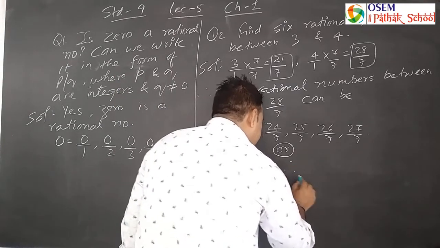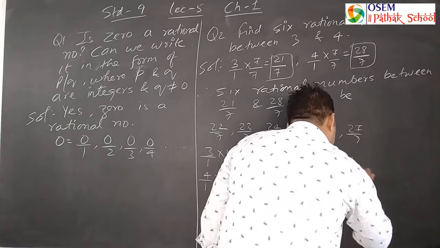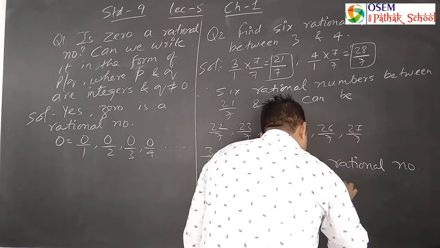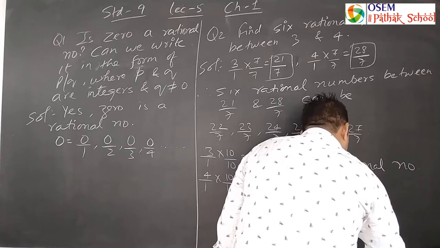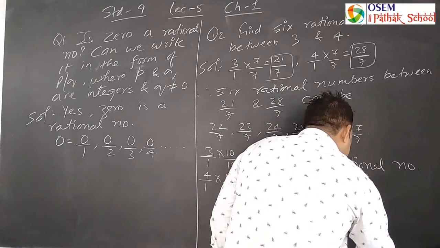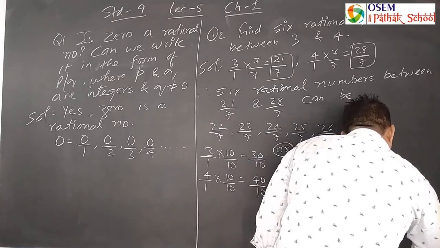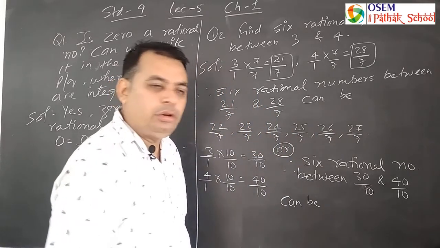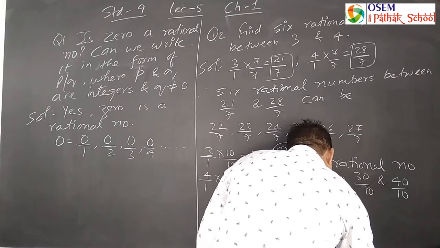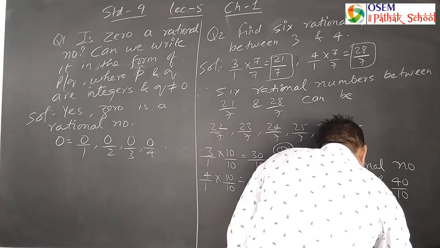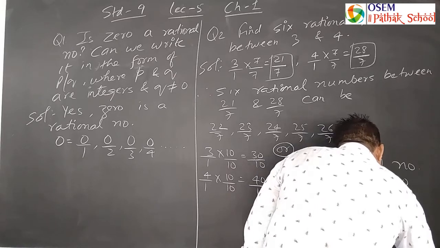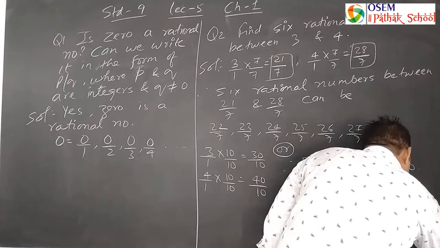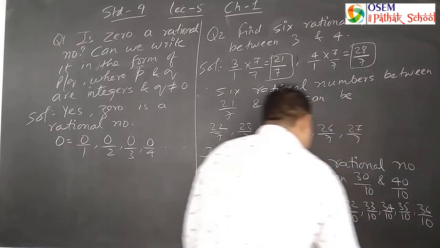So therefore, 6 rational numbers between 30 by 10 and 40 by 10 can be, we were asked to find 6 numbers, so can be 31 by 10, 32 by 10, 33 by 10, 34 by 10, 35 by 10, and 36 by 10.